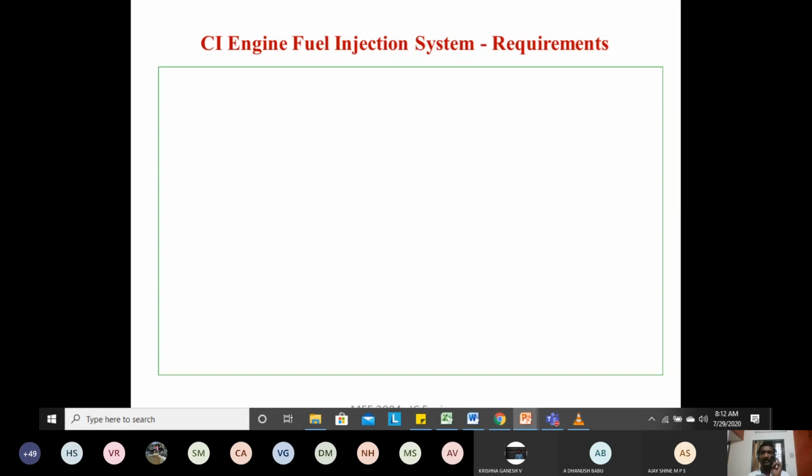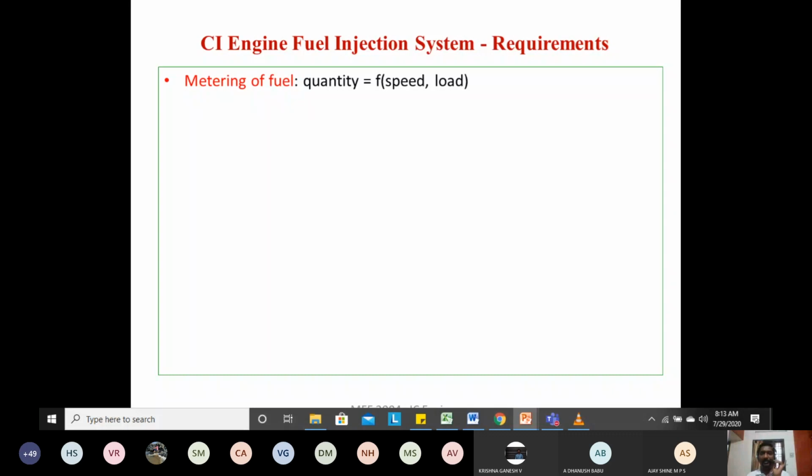Now, when we inject fuel into the engine cylinder in the case of a CI engine, what are the various requirements? We have to determine the quantity of fuel that has to be injected. Depending upon the speed and the load on the engine, the quantity of fuel that has to be injected has to be monitored and metered.